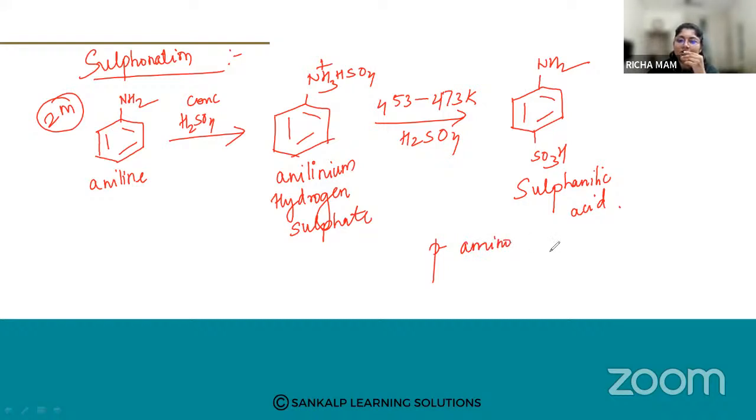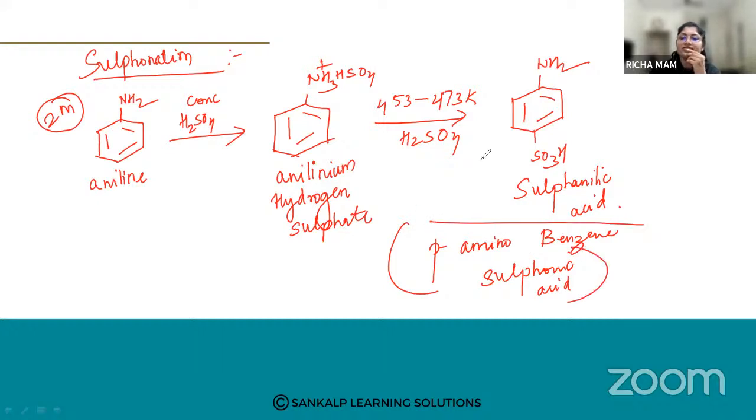Para-amino benzene sulfonic acid. You can call it either sulfanilic acid or para-amino benzene sulfonic acid. So this is the third reaction. We have seen bromination, nitration, and sulfonation.